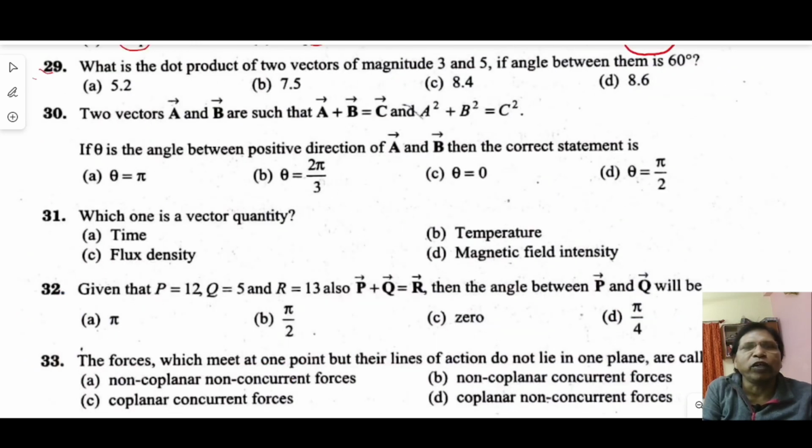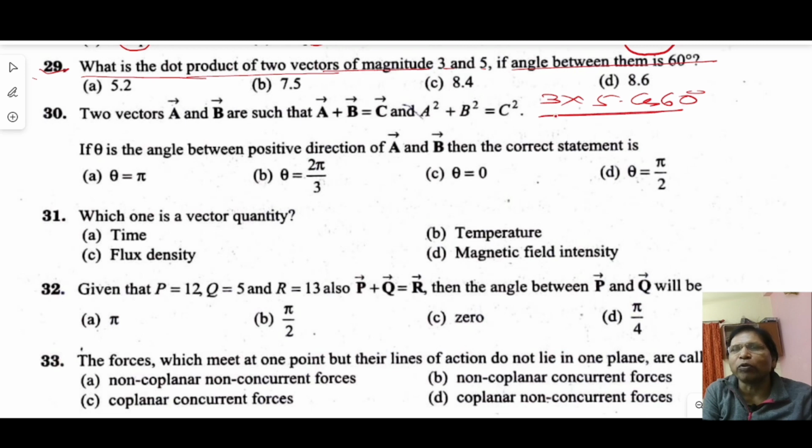Now question number 29. What is the dot product of two vectors of magnitude 3 and 5 and angle between them 60 degree? So look at this, it is 3 into 5 into cos 60 degree, because the definition of dot product is modulus of A, modulus of B, into cos theta. Here A is 3, B is 5 and theta is 60 degree. So this is 7.5. Look at this, B option is correct.